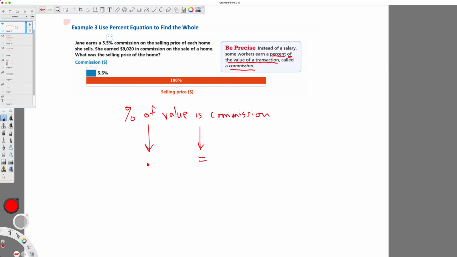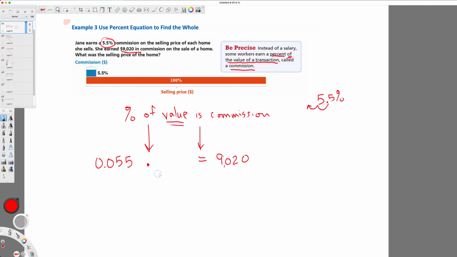The percent, I am given, it's 5.5%, but remember, we cannot put that in directly. 5.5%, I have to move it 2 places to the left. So I'm going to put in 0.055 for the percent. The value here, it's the value of the home, and it asks what was the selling price of the home. I don't know what this is. I don't know what the value is, because this 9,020 is the commission. So this 9,020 goes over here.